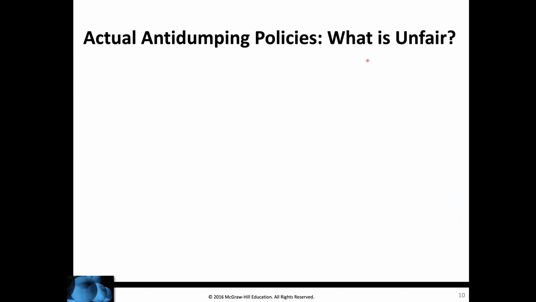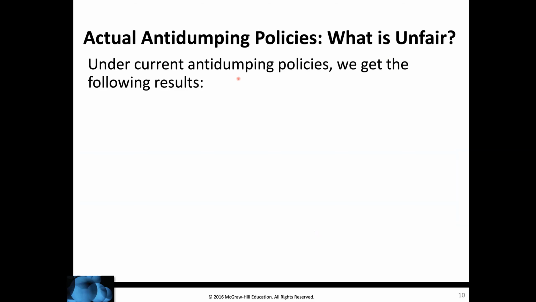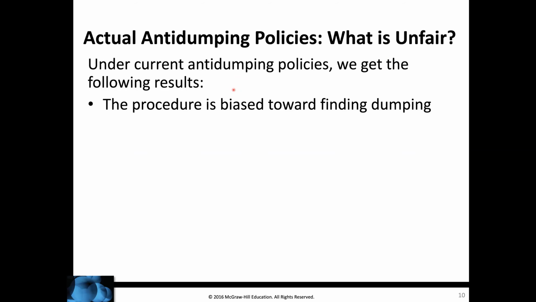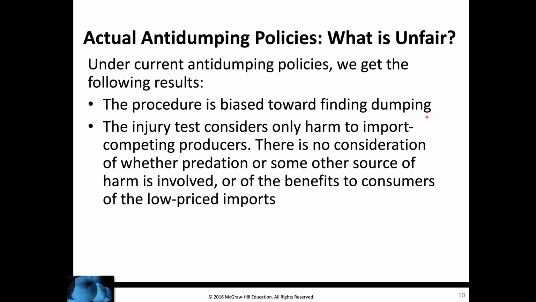So back to the question, what is unfair? Under current anti-dumping policies, we get the following results. The procedure is biased toward finding dumping. The injury test considers only harm to import-competing producers. There's no consideration of whether predation or some other source of harm is involved, or of the benefits to consumers of the low-priced imports.